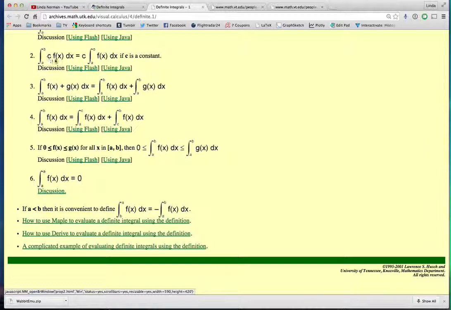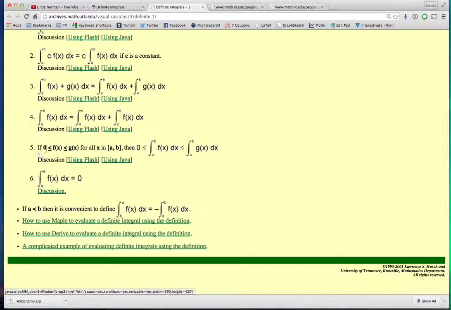If I have a constant times a function, I can pull the constant outside the integral just like I can with the antiderivative. If I have the sum or difference of two functions, I can split my integral up into the sum or difference of the two integrals, just like I can with the antiderivative. Here's the rule about splitting, finding that point in between and splitting the integral up that way.